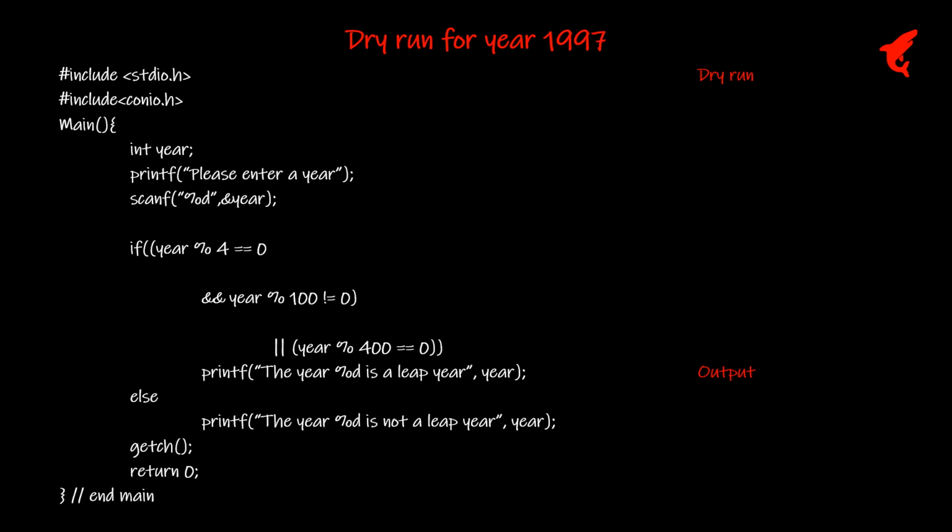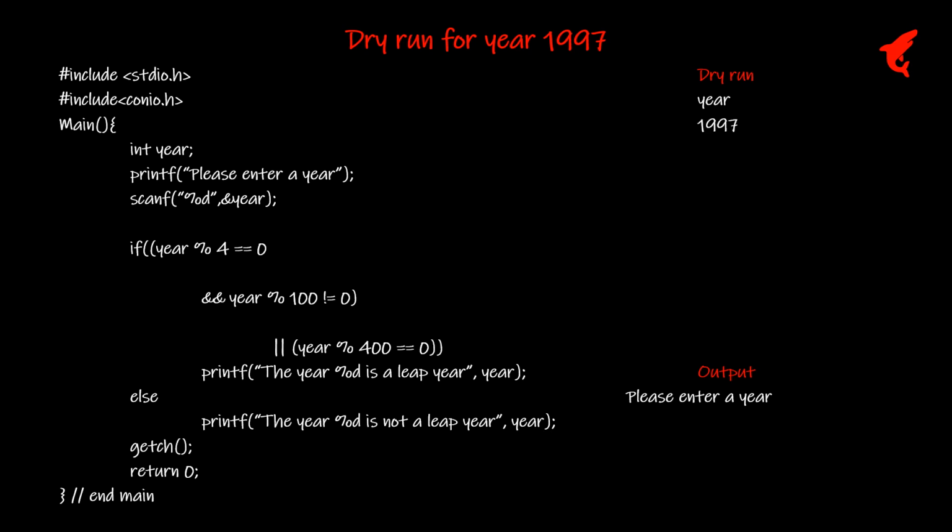Now let us do a dry run with year 1997. The program execution starts at main. The variable year is declared. The printf function is executed and output printed. The scanf function prompts the user to enter a value. Let us assume that the user enters the year 1997 here.